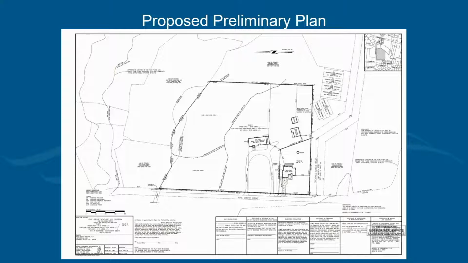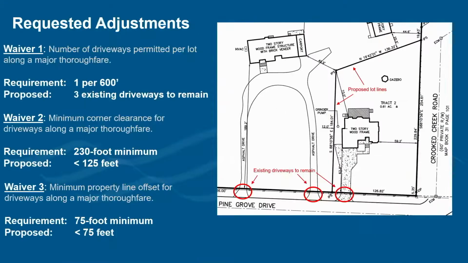The current zoning is R15, which is moderate density, single dwelling residential. Currently, there are 2 homes, 2 single dwelling residences located on 1 parcel. The applicant is proposing to subdivide, so each residence is located on its own individual parcel. The applicant is requesting relief from these 3 waivers listed on your screen and in your case summary. First being relief from the number of driveways permitted along a major thoroughfare. The second being relief from the minimum corner clearance for driveways along a major thoroughfare. And the third being relief from the minimum property line offset for driveways along that major thoroughfare.